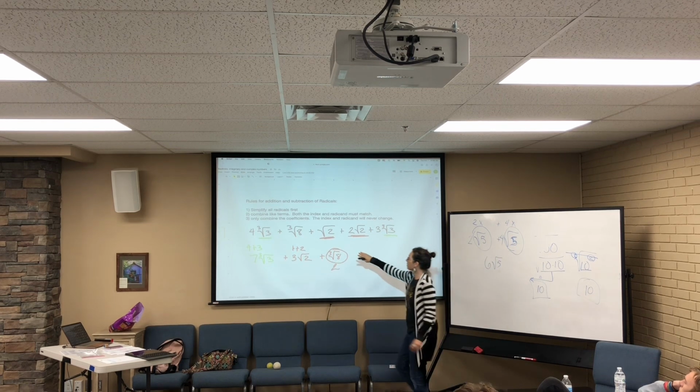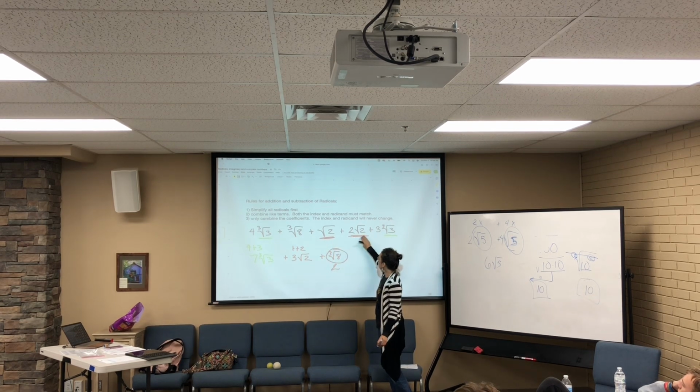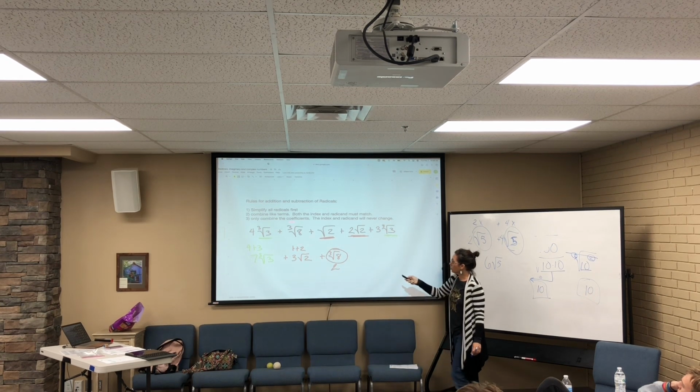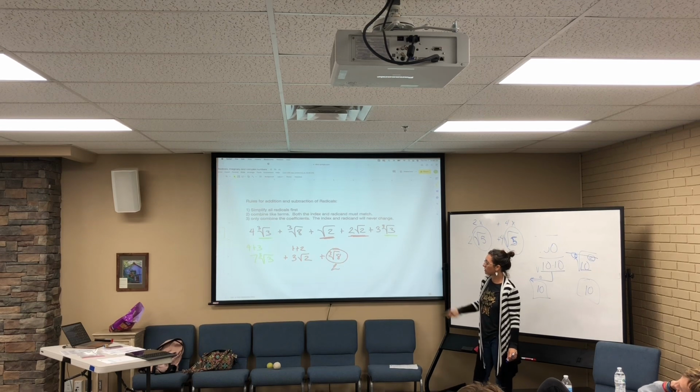Okay, I'm going to find the next ones. I've got square root of 2, square root of 2. These match exactly, so I underline them both in red. 2 plus 1 is 3, so I have 3 square roots of 2. And then I have this cube root of 8 by itself, which actually is the number 2.